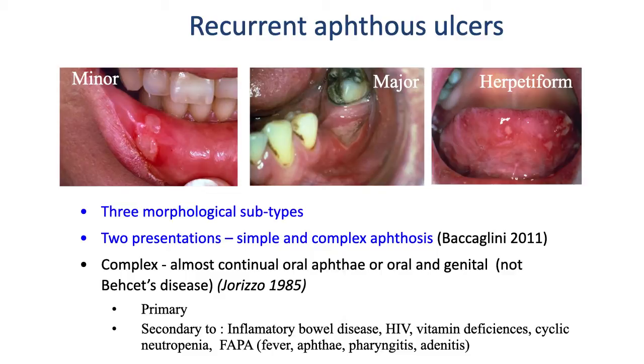When patients present a little later, for example, in their 40s or 50s, think always, is there an underlying cause for their aphthous type ulcers? For example, inflammatory bowel disease, HIV, vitamin deficiencies, perhaps in Afro-Caribbean patients, cyclic neutropenia, etc.